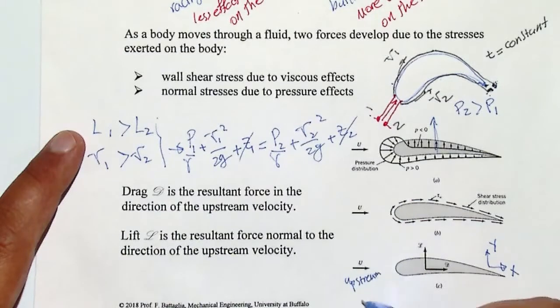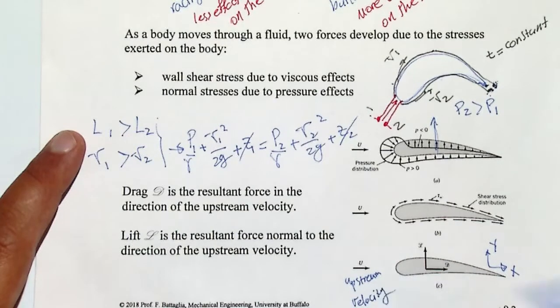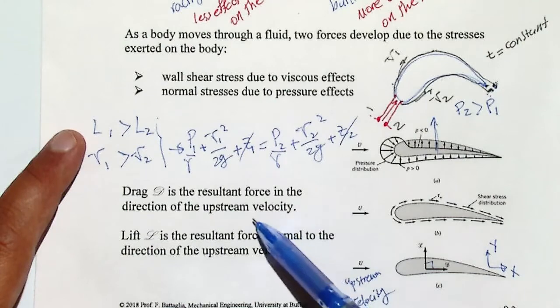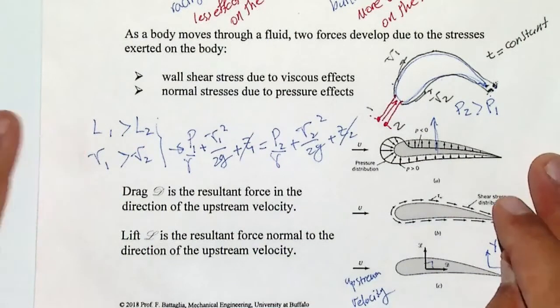Upstream velocity is the flow before reaching the object. That's going to be the direction of the drag, and lift is going to be normal to that. So it's going to be normal to the direction of the upstream velocity. That's the lift, and the drag is going to be in the direction of the upstream velocity. That's all you need to know right now.